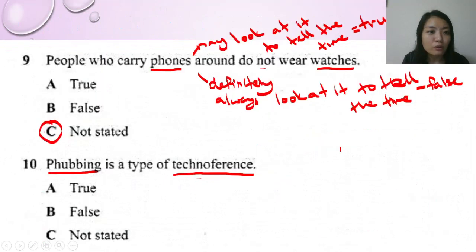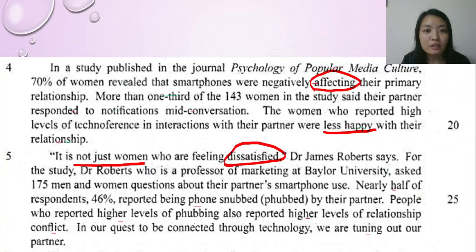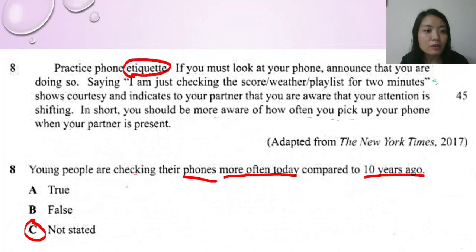So if you go back to the question, is it a type of technoference? Then the answer would be true. Wow, that's a lot of things to look at just for this word, technoference. But I hope you get what I mean here. This whole thing is talking about fubbing, snubbing. Even if you don't really understand, you know that it is referring to this whole thing, checking and all these things. It is called technoference. All right, so it's true.